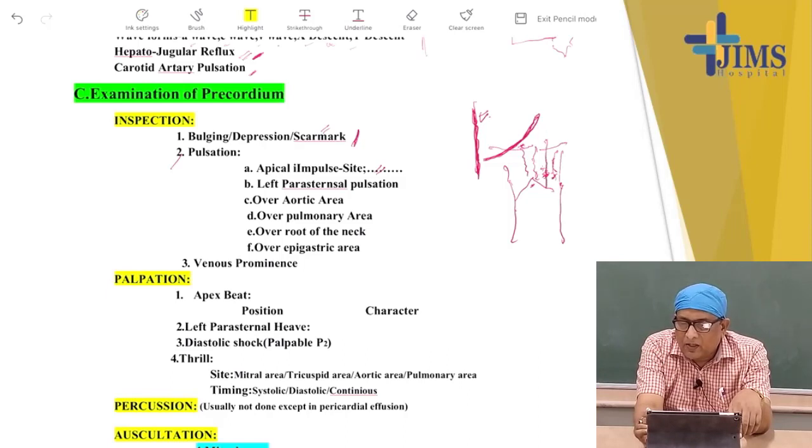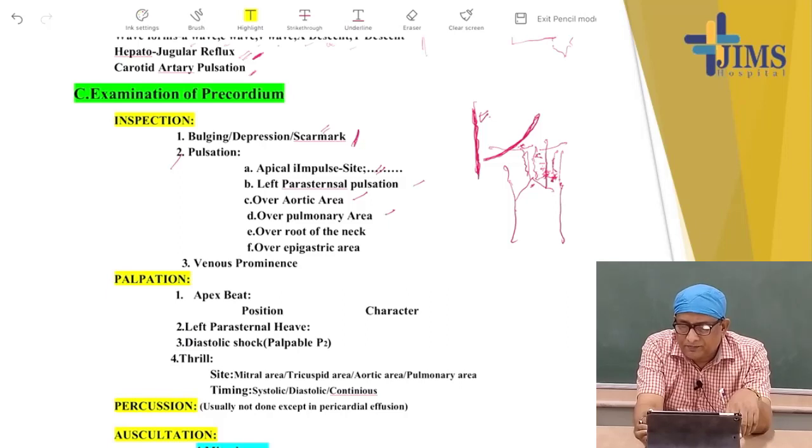It is in the mid-clavicular line, and from there we have to count the ribs from the second intercostal space, third, fourth, fifth, inside the nipple. This is the ideal position of the apex. So whether the apical impulse is present here or outside, that is important. Then we have to see left parasternal pulsation here at the side, and pulsation over the aortic area and the pulmonary area. They are in the second intercostal space close to the sternum.